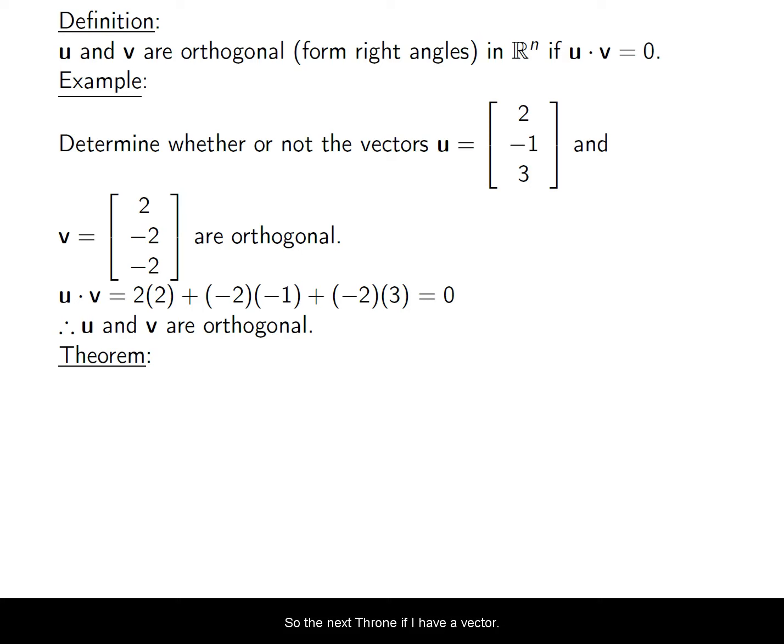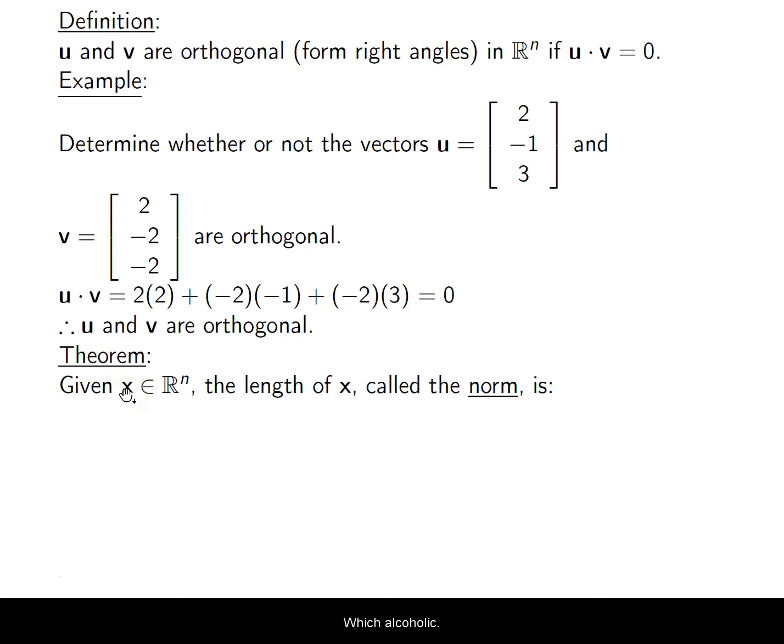So the next theorem: if I have a vector, which I'll call x, inside of Rn, so it has n terms, then the length of x is called the norm. And this is, again, very important too. Everything we're doing right now is the framework for what we're going to do for the rest of the class. So really make sure you get a handle on these terms and definitions. Again, we're going to use them a lot, so you'll get more familiar with them as we use them more often.